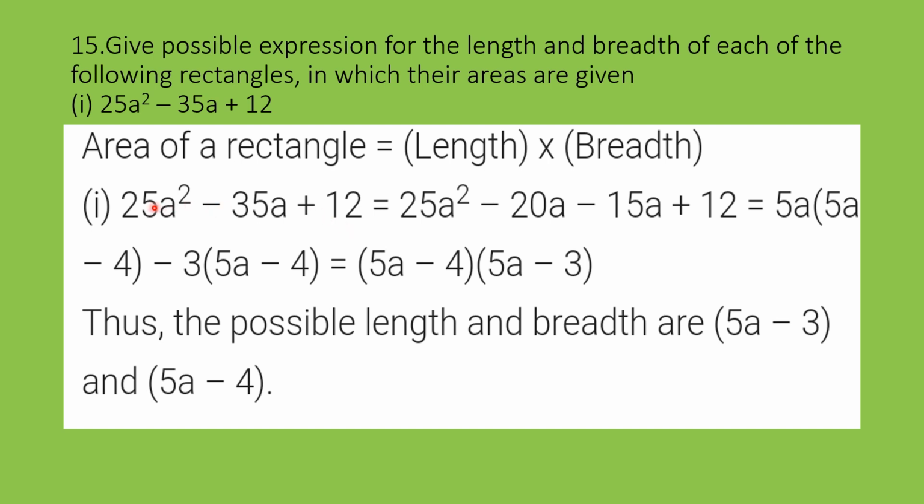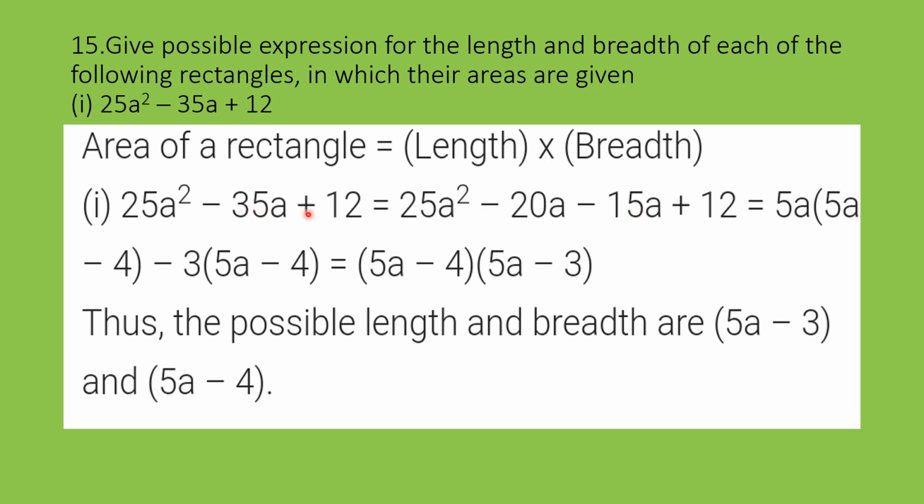Since it is a quadratic polynomial, you can factorize it by splitting the middle term. For splitting the middle term, you have to find two numbers such that the sum of the two numbers is minus 35 and the product of the two numbers is equal to 25 multiplied by 12, that is 300. So you will get two numbers as minus 20 and minus 15.